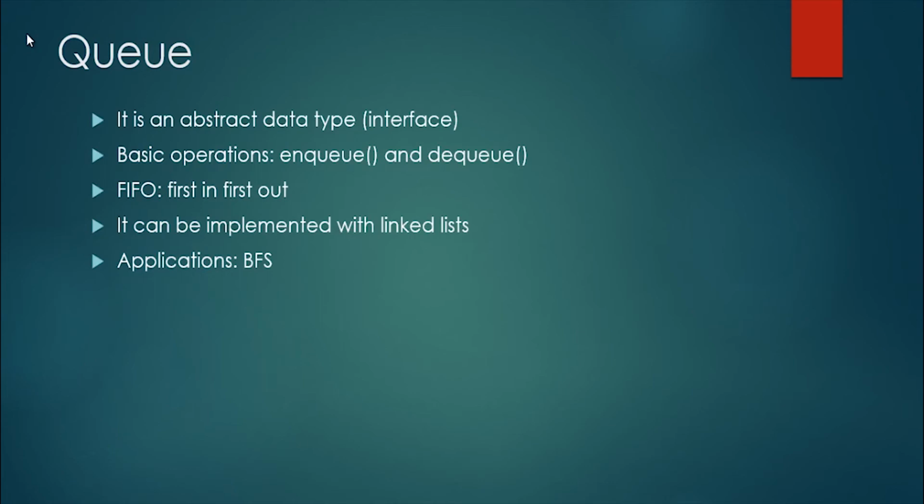What is a queue? Queue is an abstract data type, an interface, so it's like stack, the basic operations are enqueue and dequeue, and it has a FIFO, first in first out, structure. It's very important that the queue itself is an abstract data type, and we usually implement it, the concrete data structure, with the help of a linked list. We are going to see it. It can be implemented with linked lists, as I said earlier, and it has lots of applications. We are going to talk about graph traversal. The breadth-first search algorithm relies heavily on this queue.